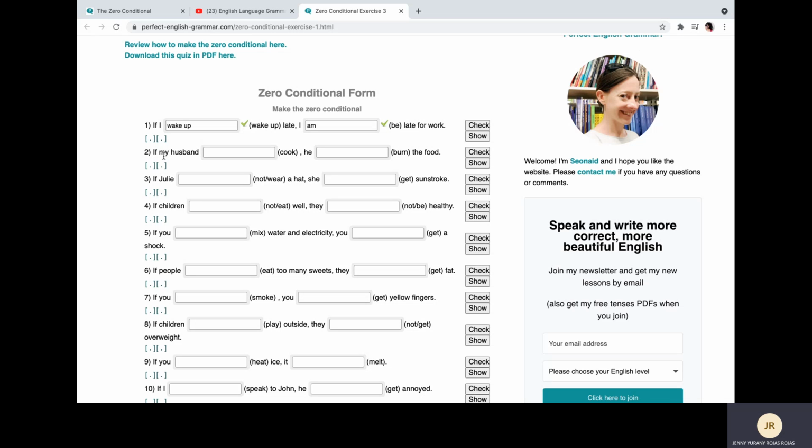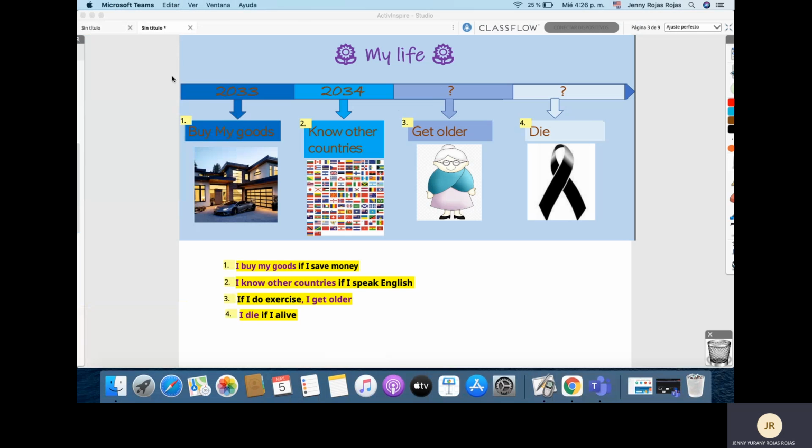If my husband, notice here I have my husband, this is a third person singular, my husband refers to esposo. Si mi esposo is a third person singular, cook. So I write a verb, but the spelling rule for this verb is adding just s. If my husband cooks, he, the main clause, the verb is burn, quemar. But as he is a third person singular, so add S, he burns the food. Si mi esposo cocina, él quema la comida. So let's see. Excellent. So it's something that you are going to work by yourself.